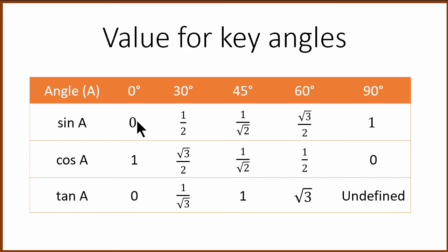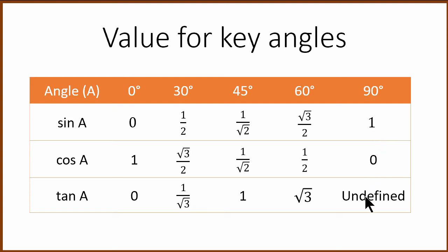So 0 degree is a special angle where sine A is 0, cos A is 1. For 90 degree, it's the other way around. Sine is 1 and cos is 0.